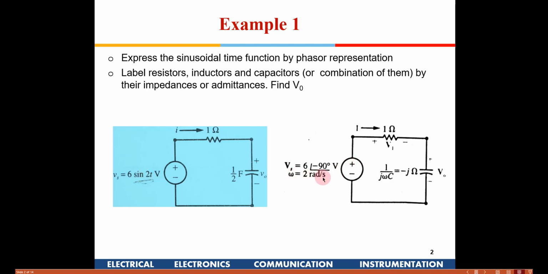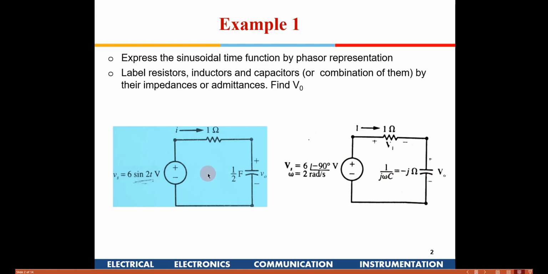Omega is 2 radians per second here, and the 1 ohm resistor is represented as 1, and the capacitor of half farad is represented as 1 by j omega C, right? Omega is given as 2, so that 2 and this half get cancelled, so I have 1 by j. I can multiply by j in the numerator and denominator, so minus j squared becomes minus 1, and you get a final answer of minus j. So this is the phasor representation of the same circuit.